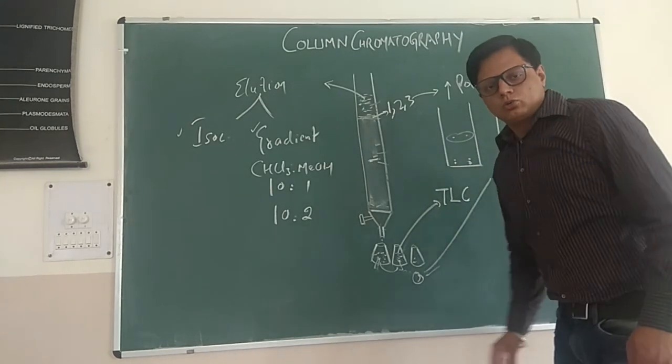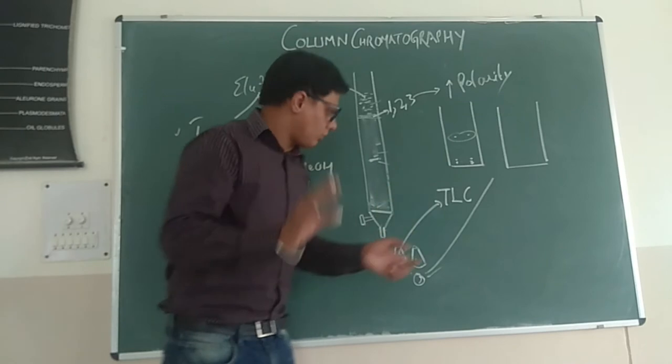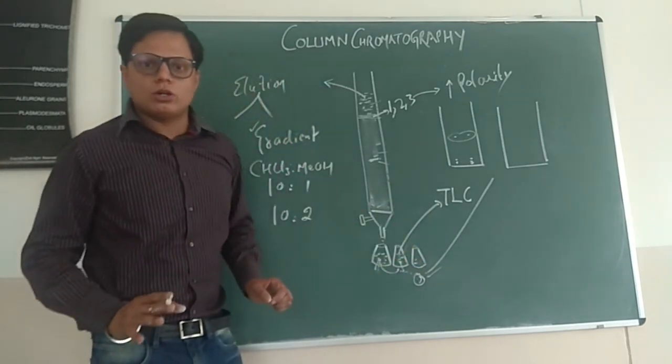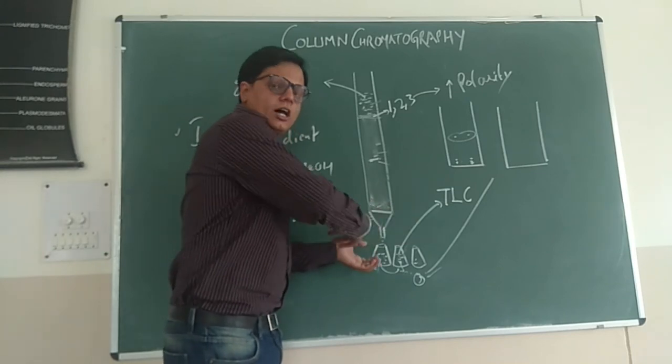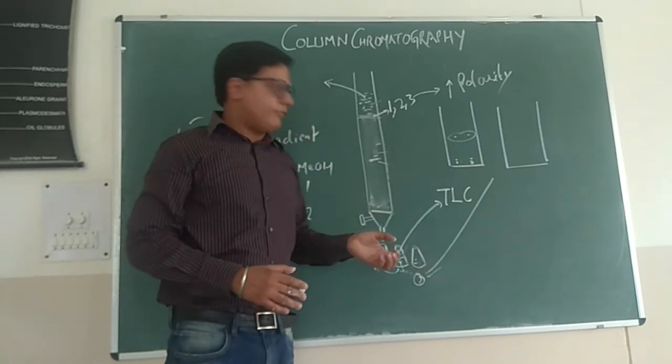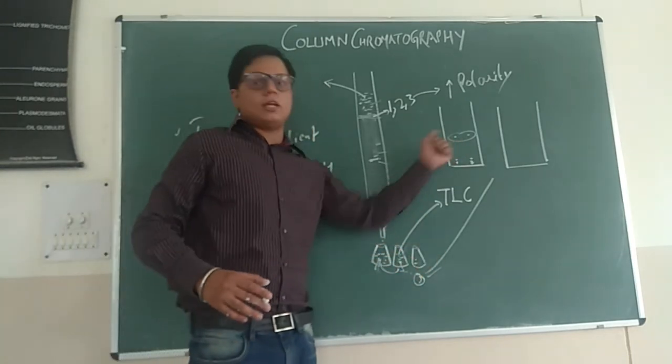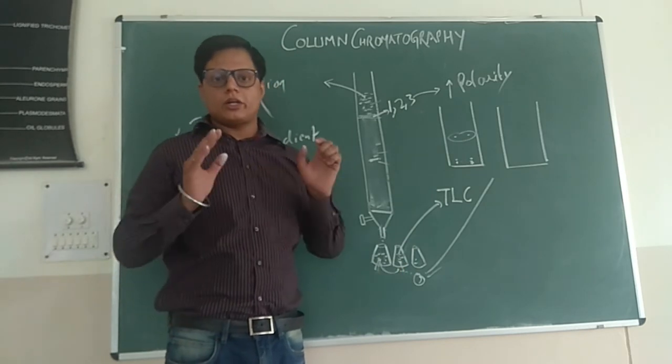Okay? So, remember one thing, we do not take only 3 fractions. In column chromatography, we have to take a number of fractions. And these fractions are later added. Which type of fractions are added? Those which have the same Rf value. Okay, I think this is clear.